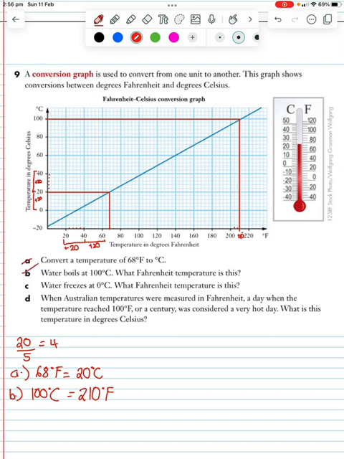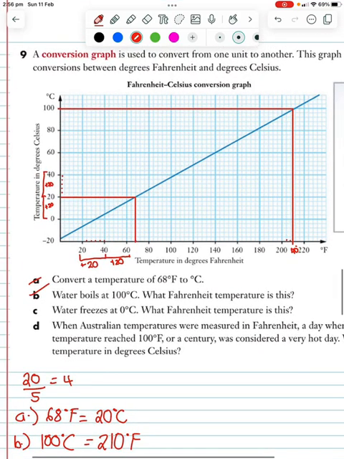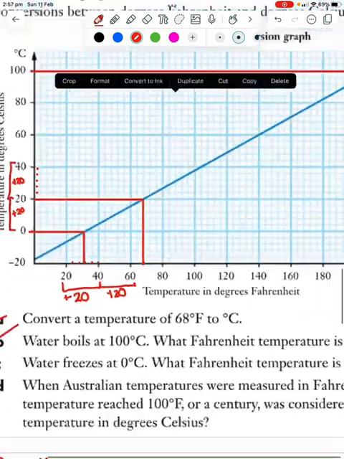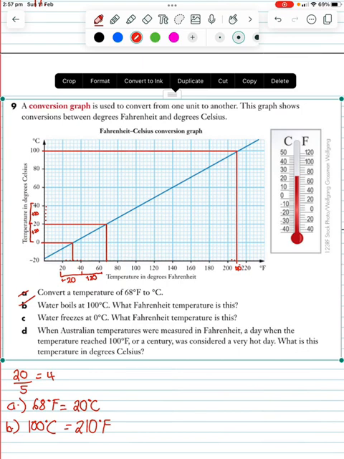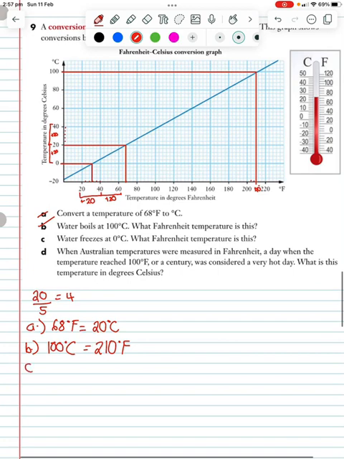Next one is water freezes at 0 degrees Celsius. What Fahrenheit temperature is this? So again, I'm going to go from my Celsius scale, draw across until I hit my line. I'm then going to draw down. This one's a little tricky once again. It's not as in between as part B. So I'm going to say that is 20, 24, 28, 32. So 0 degrees Celsius is equal to 32 degrees Fahrenheit.